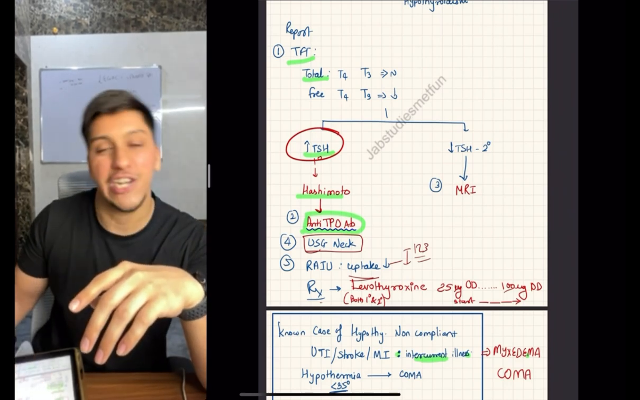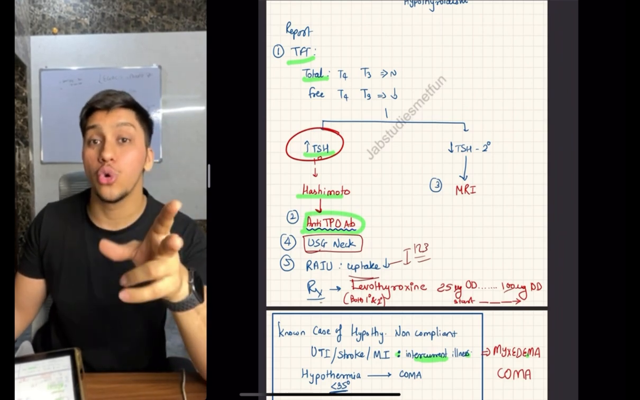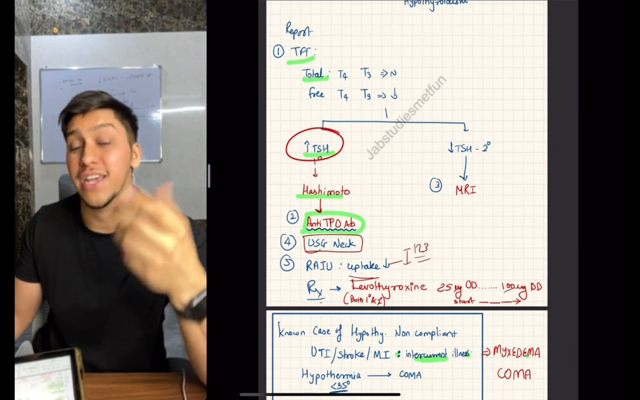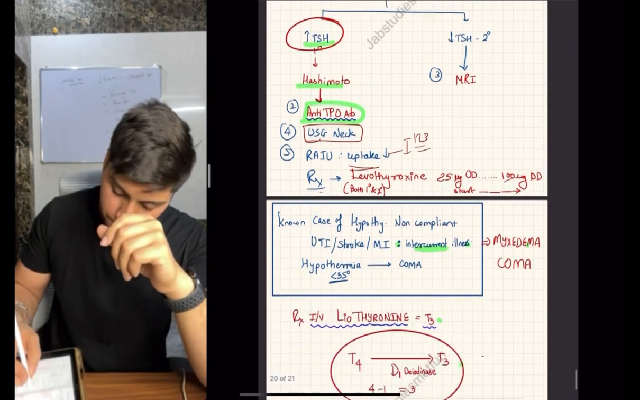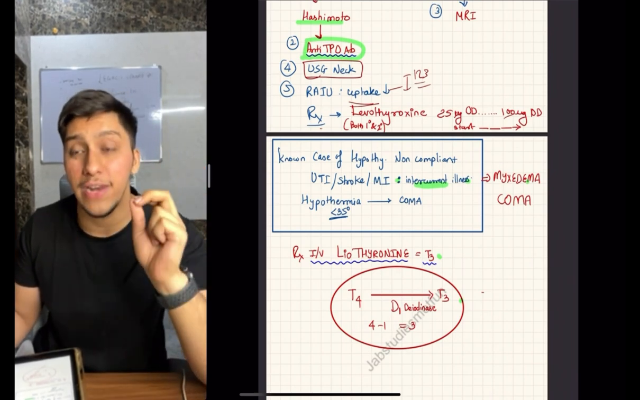You'll have anti-TPO. Second condition, if TSH is also low and T3, T4 are low, this is secondary hypothyroidism, and this is mostly associated with a condition like Sheehan syndrome. Okay. If you talk about the treatment of hypothyroidism, which mostly everyone does, it is levothyroxine.